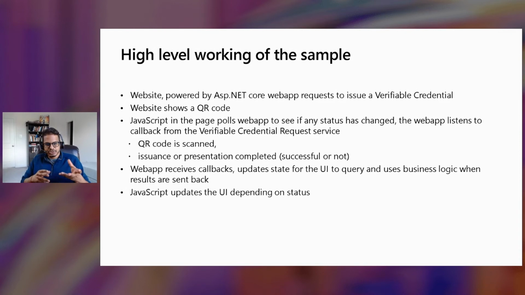So when it issues, it shows a QR code, and the JavaScript actually polls the web app to see if there are any status changes from the authenticator. And the minute the authenticator scans the code, you will see the updated response on the website. And then when it is completed, you will see the successful response. We use a similar thing with the verification side as well, right?